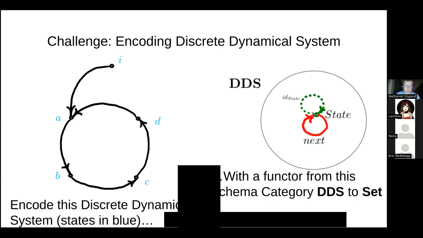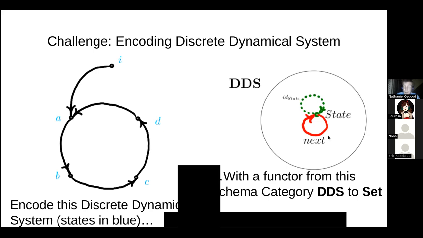And what would next map to? What would the thing to advance the discrete dynamical system map to? Well, it's mapping what state to what state, so this is a morphism. The functor maps state to some particular set, and it maps next to some particular morphism. Functors map objects to objects, so state goes to an object in set, which is a set, in this case I, A, B, C, D. Good. And a functor maps morphisms to morphisms.